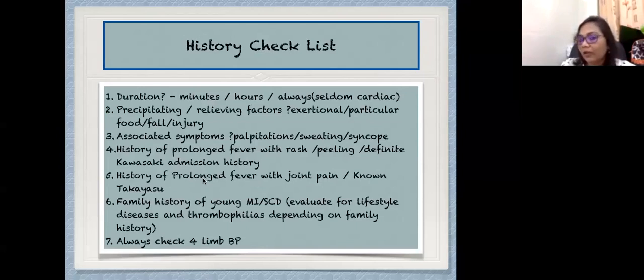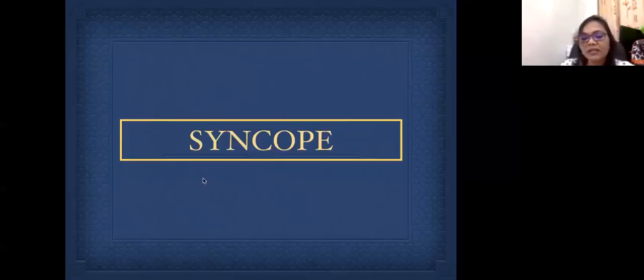And always check limb blood pressure, because sometimes patients cannot complain about hypertension. They might feel some discomfort in the chest when their blood pressure increases, and they might come and say that I have chest pain. So unless you check the blood pressure in all patients presenting to you, you will miss hypertension in children. So we'll move to the other symptom, which is syncope.